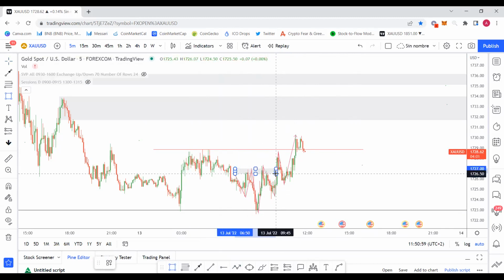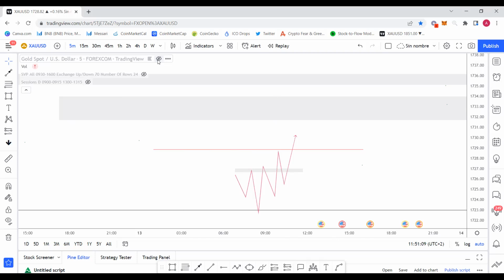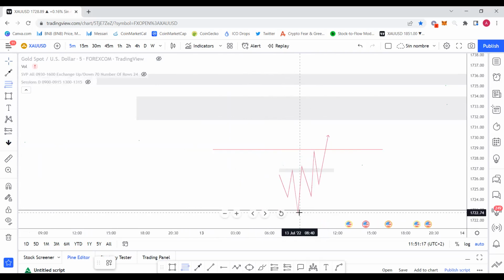As you see, the neckline is forming. Most of the people are entering their buys there. They will get stopped out. Let's see if I can hide the price. Most of the people are entering the buys there. In this case, as I say, this won't happen 100% of the times.